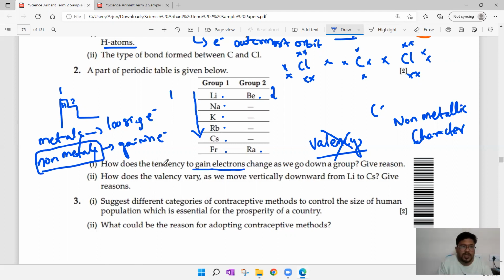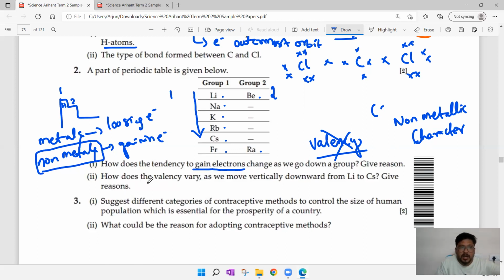So how does that non-metallic character change if you go down? Non-metallic character will be decreasing. Non-metallic character will be losing. So that character will decrease if you are moving from top to bottom. That is the reason why: if you are moving down, an extra orbit is added. When an extra orbit is added, extra electrons are added, so it will decrease.